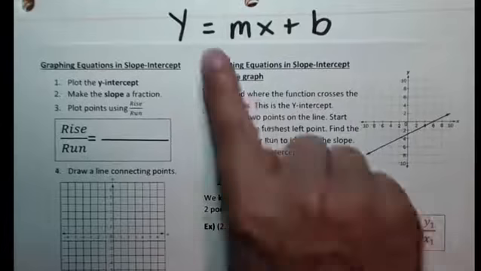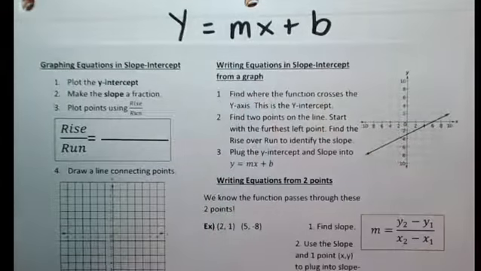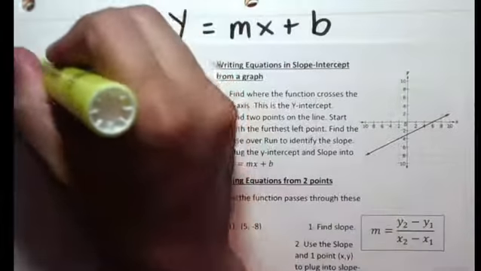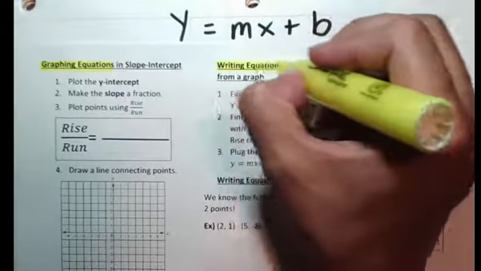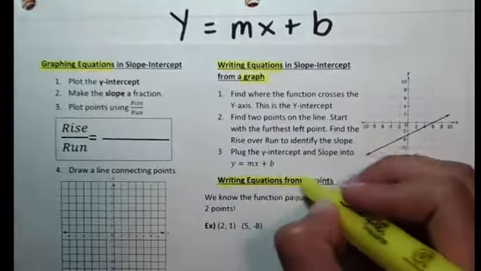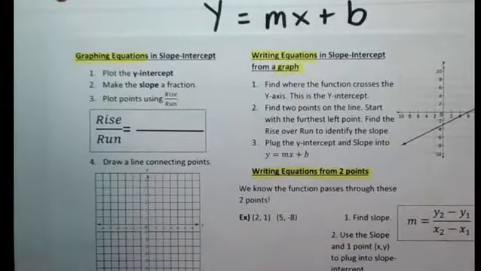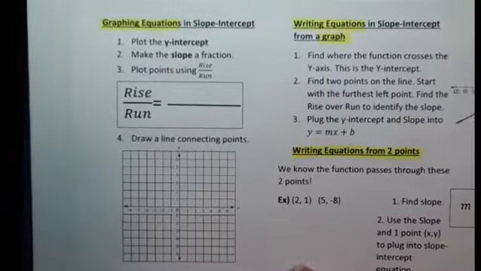Alright, now that I have that glued in, I wrote my slope-intercept form at the top, y equals mx plus b. And what we're going to be looking at right now is graphing the equation in slope-intercept form, writing the equations from a graph, and then also writing equations from 2 points. Okay, so that's our main focus today. Again, we already know a lot of this, so it should be quite a review. But again, just to hear it for the second or third time is great practice.